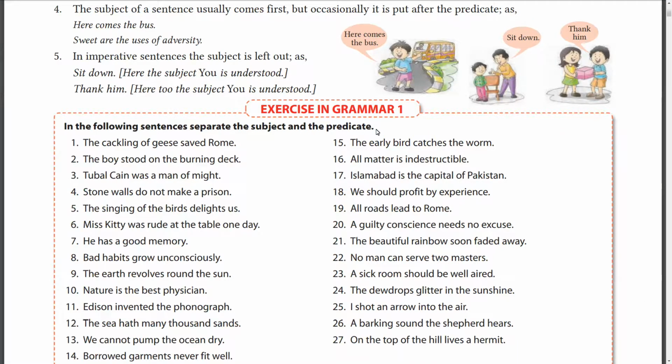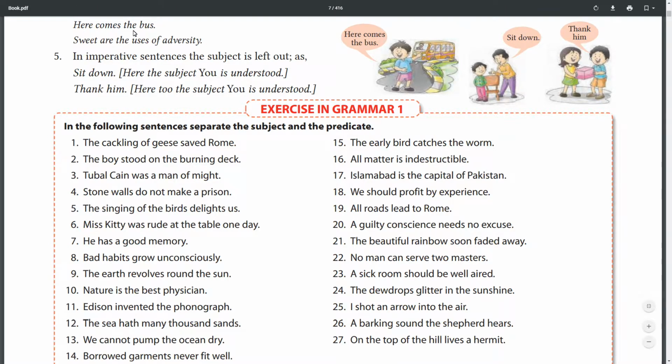Okay, I'll give you information. I'll give you some small examples. For example, here comes the bus. This bus is a subject because the bus is coming. Sweet are the uses of adversity. Sweet is a subject, and this subject is giving information on the uses of adversity.